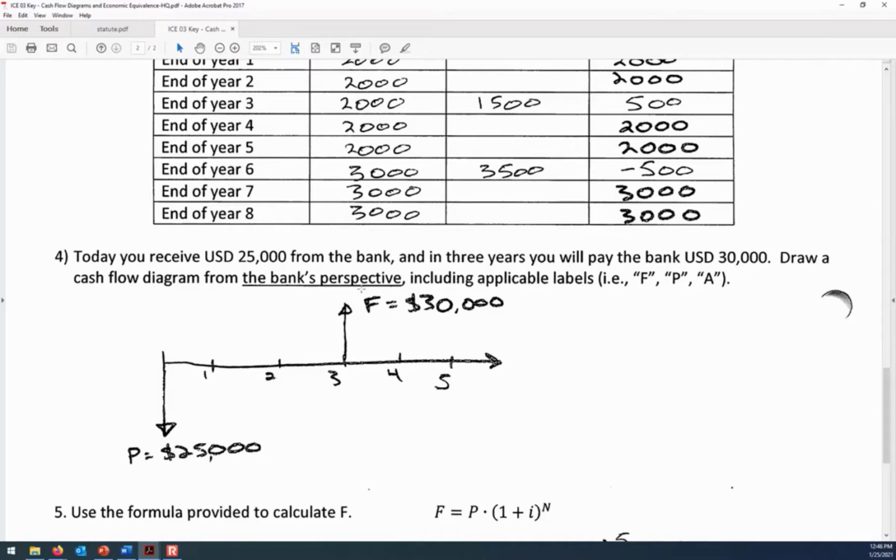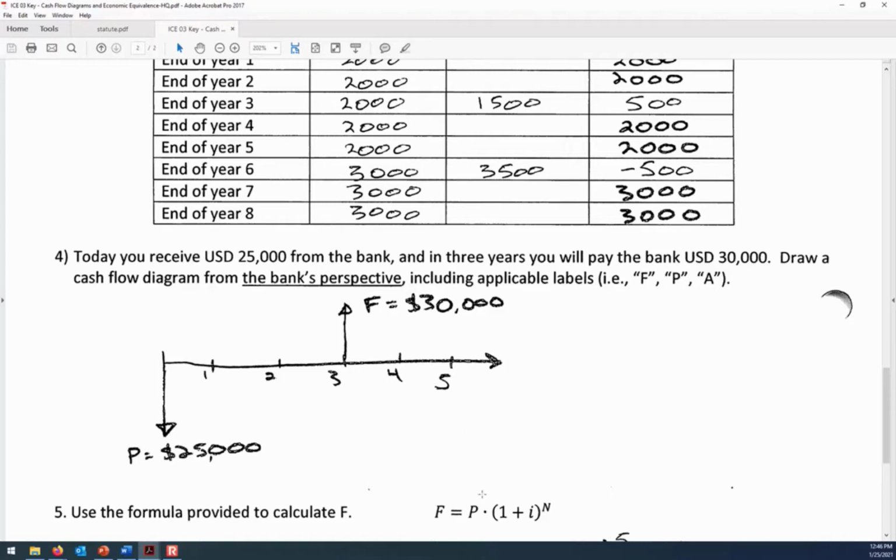Any questions about problem 4? Can we also split it up in like 3 payments of 10,000 each for an A of 10,000, or no, keep it as the F equals 30,000? It has to be F is 30,000. Okay. If you had written A equals 10,000, that's not the same. Yep, the time value of money of that is different.